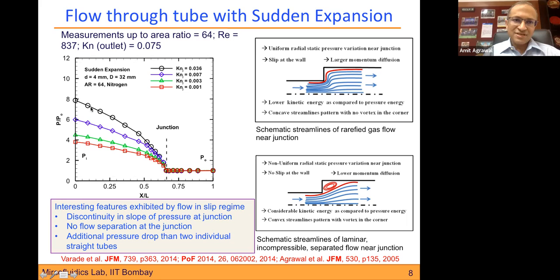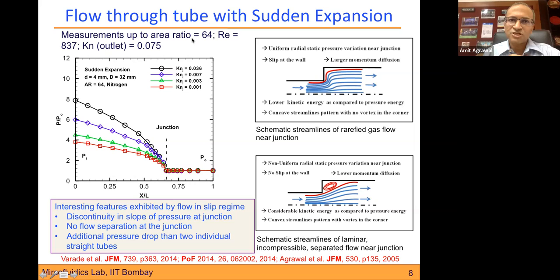Now, what is very interesting is that there is a very large amount of pressure drop, which is okay. But what is more interesting is that if you look at the slope of this pressure variation on the two sides, you can see that there is a discontinuity in the slope of the pressure on the two sides of the junction. By junction, I mean the location where the two tubes with different cross sections have been welded together. What we also see very interestingly is that there is no flow separation here.